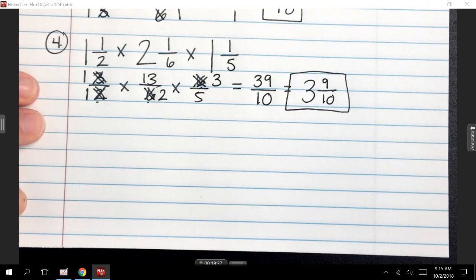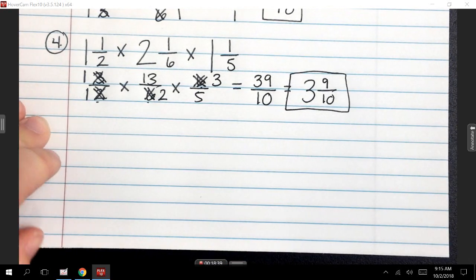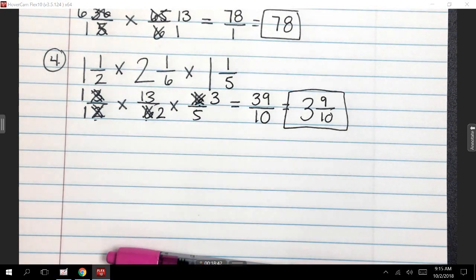All right. Bill and Taylor, I know y'all weren't here yesterday. Are there any questions about how we're simplifying? Anything on the top can go with anything on the bottom, but they have to be opposites.